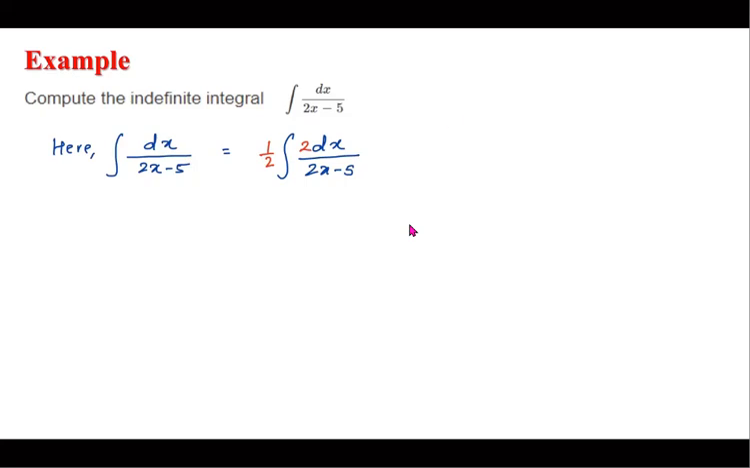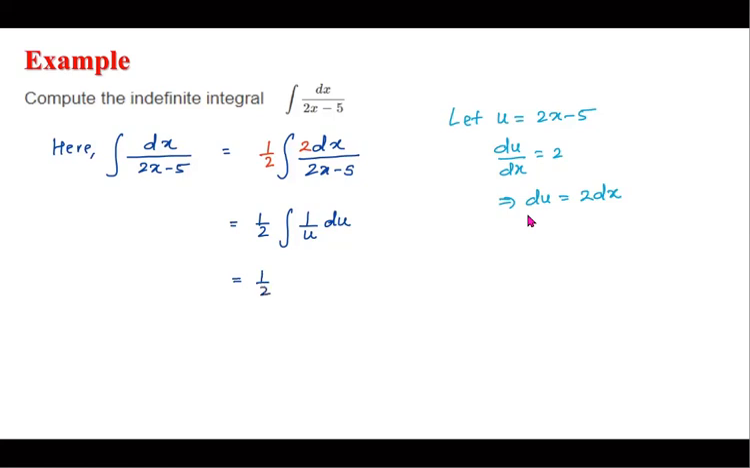So we can write u equal to 2x minus 5. Then we find the derivative du over dx, which is equal to 2. If you multiply on both sides by dx, you get du equal to 2 dx, which is that numerator. So we can substitute. We have a half, and then the integration of 1 over u, writing the denominator first, and 2 dx is du.